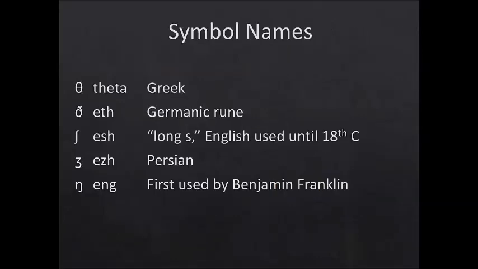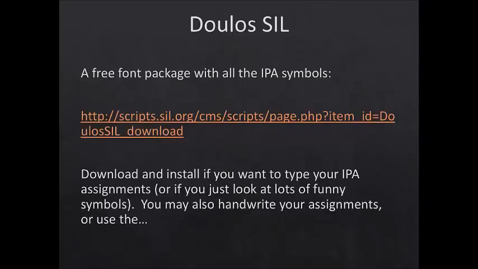By the way, here are those foreign symbol names. Theta from Greek, eth from Germanic, esh, that's called, the long S I call it. Edge is from Persian, and eng is from, well, Benjamin Franklin. Here's some resources that you can use. There's a font package right there called Doulos SIL, and then you'll have to go to the Insert symbol menu when you've selected that font, and you can find all of these symbols and all the other ones, and all the diacritic marks to add to them too.